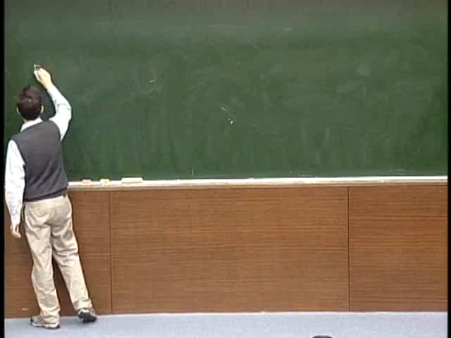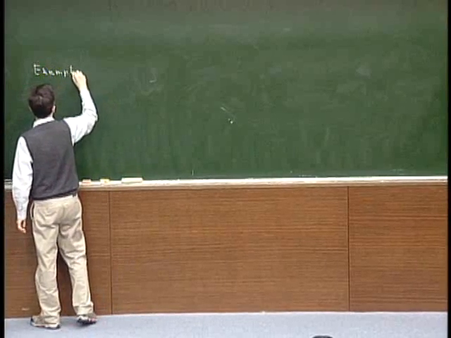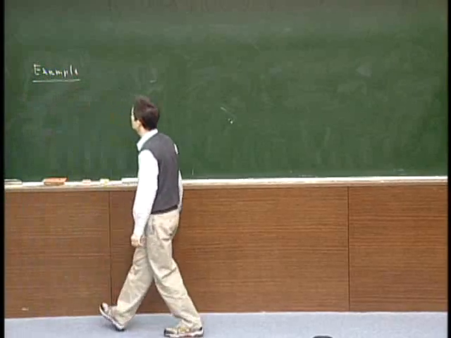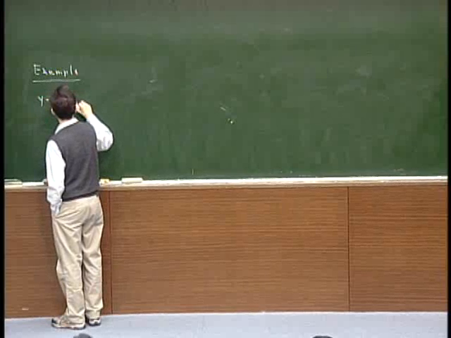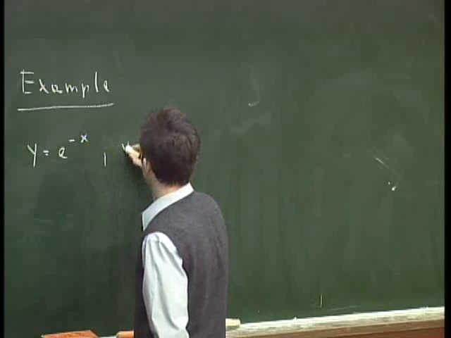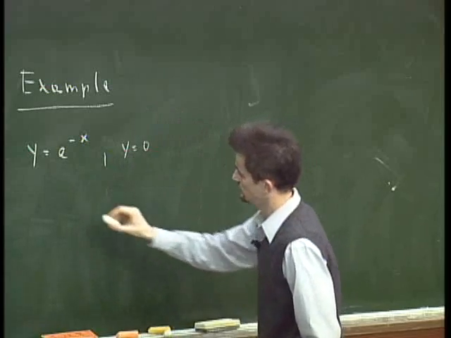Now, let's look at some more examples, just to make clear how this method works. This method is sometimes called the method of cross sections. So just to make clear how the method of cross sections works in order to find volumes, consider for instance the region which is bounded by y equal to e to the minus x and y equal to 0.